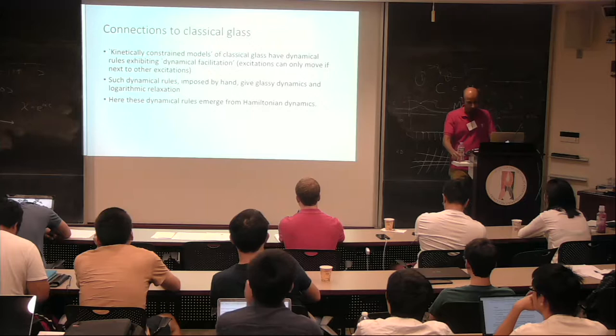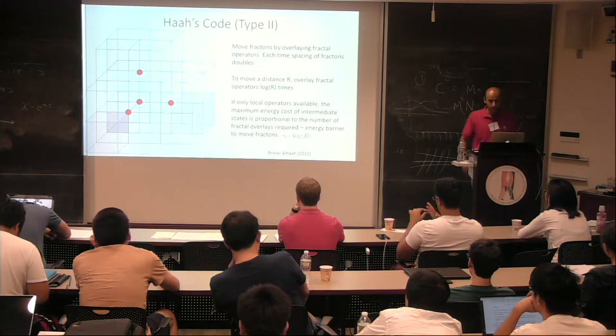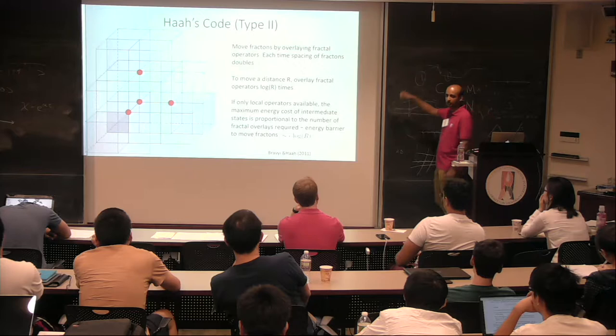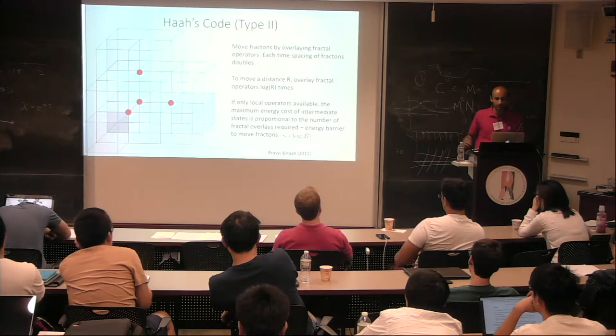Okay, that was the X-cube code. Now let's consider Haah's code, a more complicated model. The key important difference is that in X-cube, every time you moved a fracton, you paid a constant energy penalty. So you had to borrow the same amount of energy from the bath. In Haah's code, the energy penalty grows with every additional step you make.